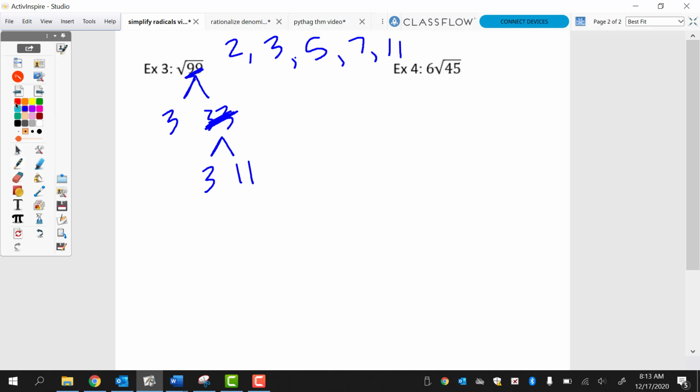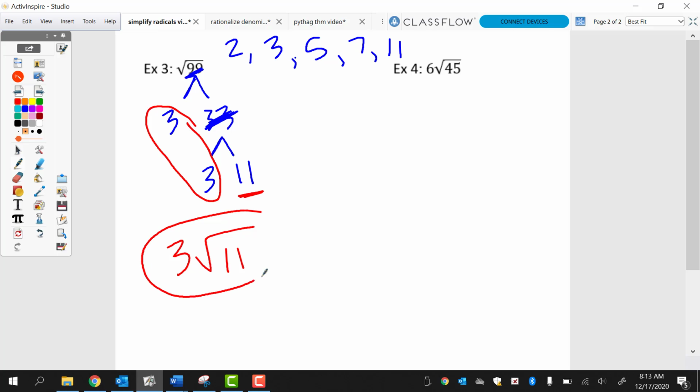So I'm circling pairs. So I have a pair of 3s. And what's left over is my 11. So this one's pretty easy. There's only one pair of 3s. So I put 3 on the outside, 11 on the inside. And that's final answer.